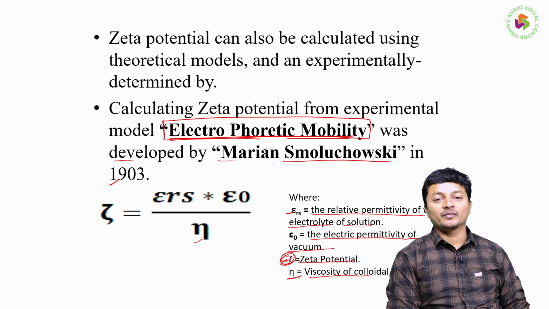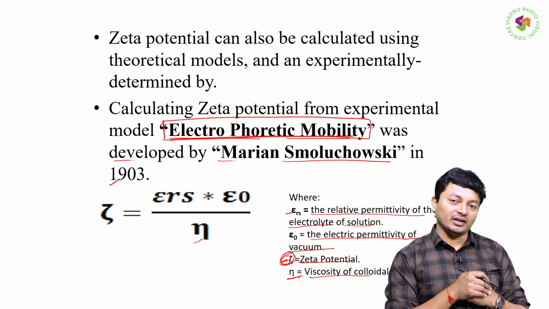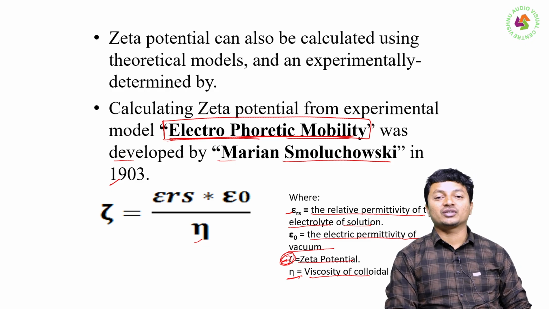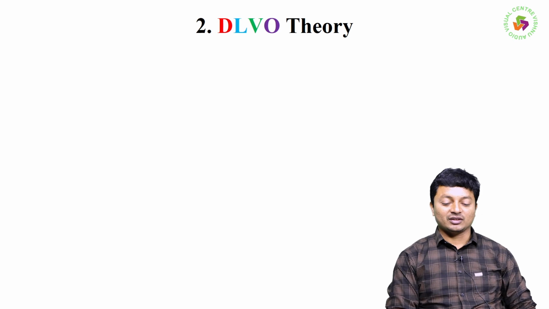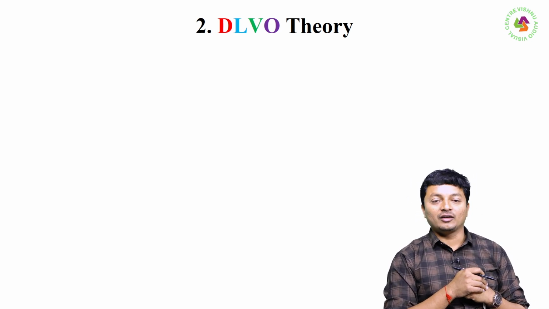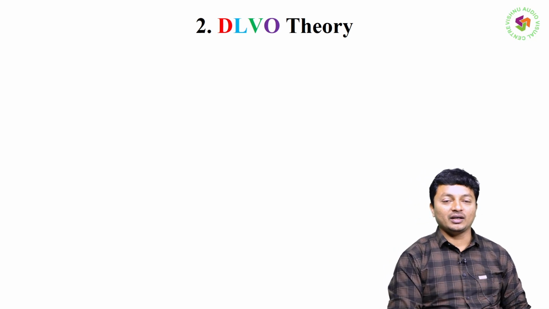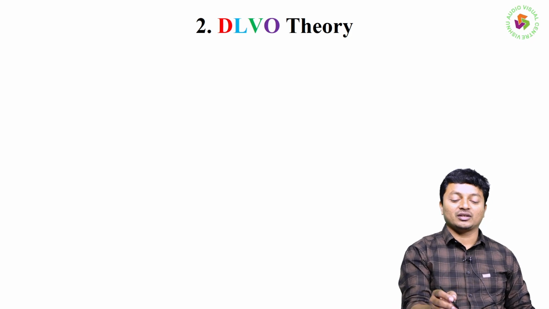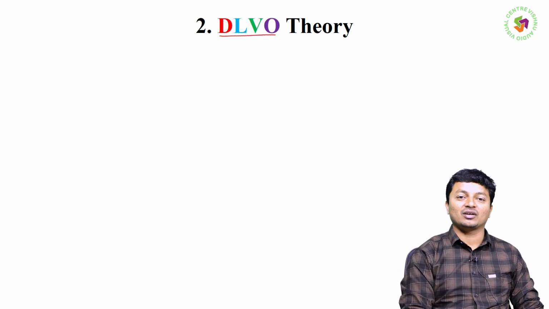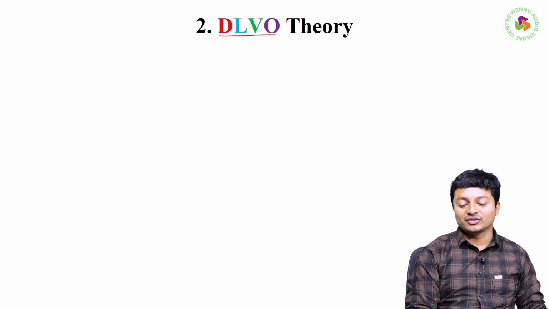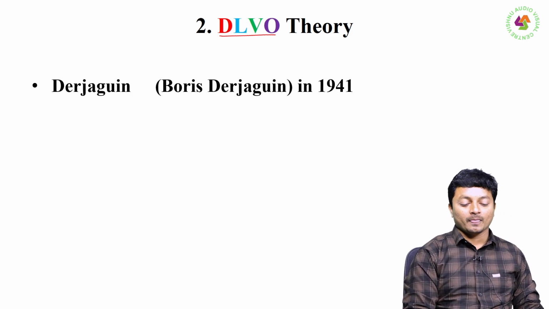This is about the zeta potential in detail. And dear student, this zeta potential is very important for your SEM exams. Next I will discuss the DLVO theory. DLVO means there are four different scientists, and based on their names, this theory has been proposed.